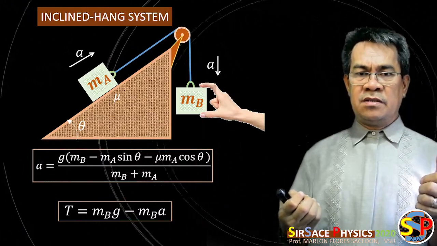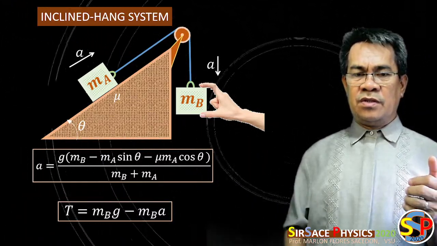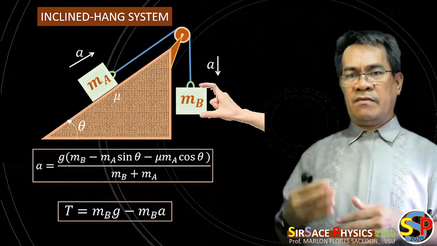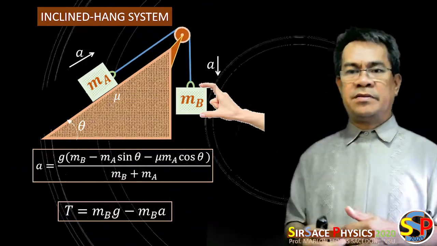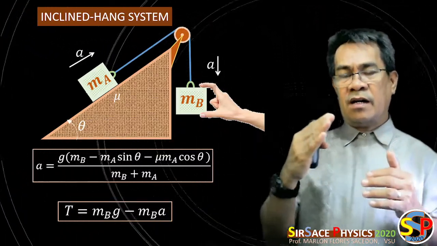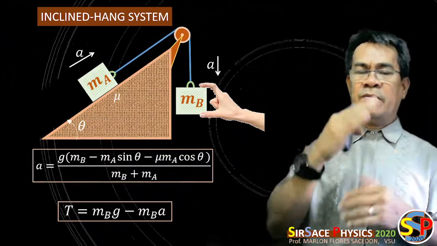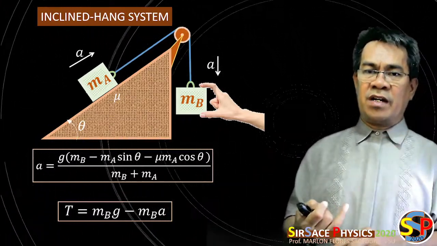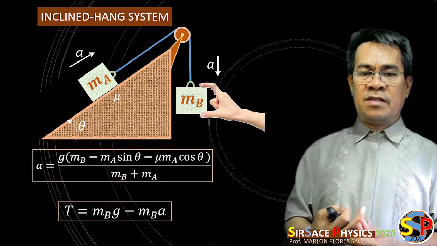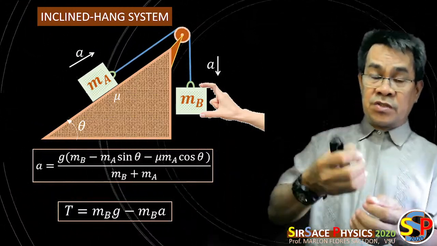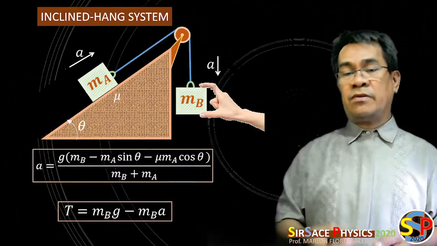In order to understand if the particle will travel upward, you have to use this formula. If you remember, the assumption is that A will move upward, but take note it depends upon the values of the masses, the angle of inclination, and the coefficient of kinetic friction. Now all you need to do is to substitute the given values into this formula.